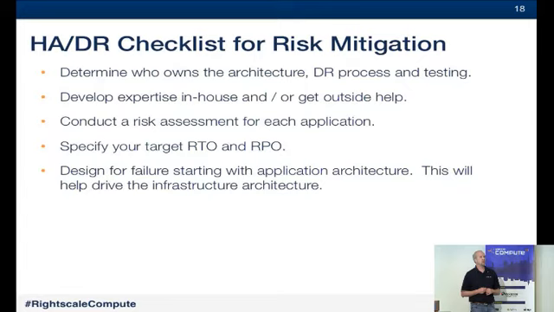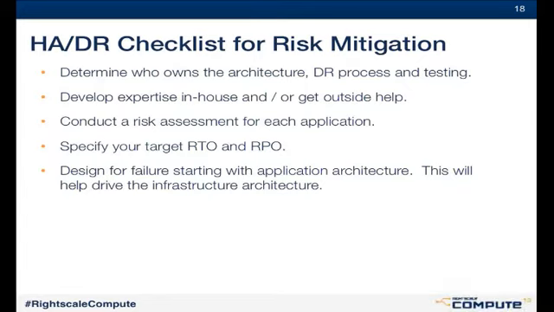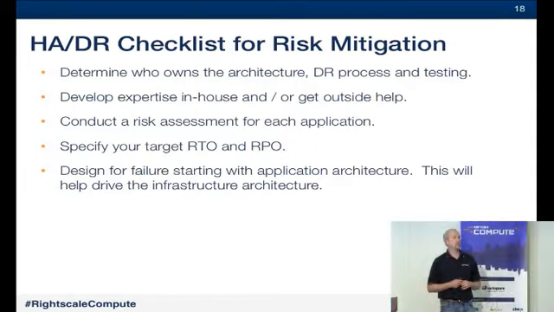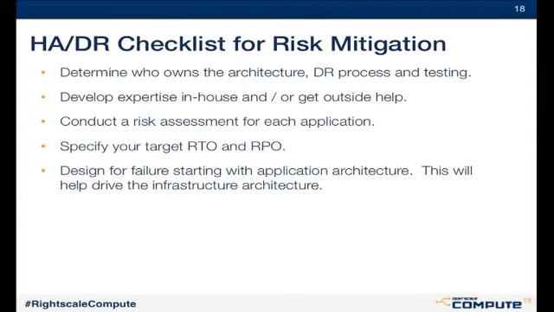The HA and DR checklist. Determine who owns the architecture, DR process, and testing, right? Make sure that everybody knows who's supposed to do what, right? Make sure that that delineation of responsibilities is well understood, so when things happen at 3 a.m., you don't think Joe's going to do something and he thinks you're going to do it, right? You need to have these plans and processes well laid out so that you can really, like I said, do it bleary-eyed if you need to.